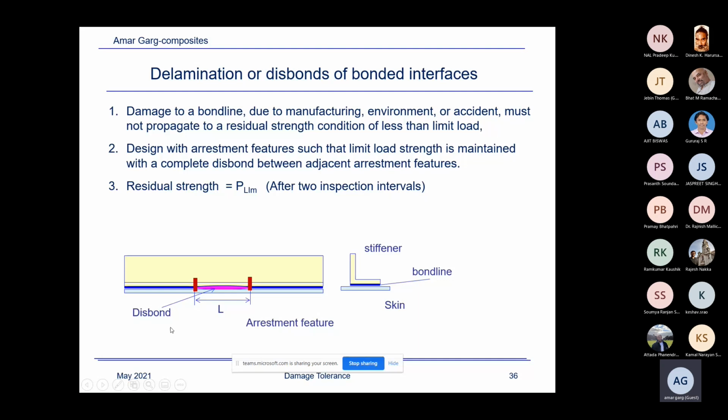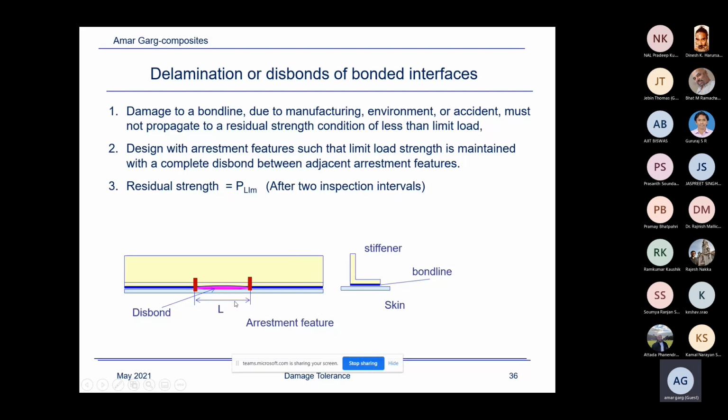That means, suppose the maximum length which you can allow is L, and it should not propagate beyond that, if the residual strength with this bond is limit load carrying capability. You cannot allow it to propagate further. So design with arrestment features such that limit load strength is maintained with a complete disbond between adjacent arrestment features, residual strength P limit, after 2 inspection intervals. So this is the requirement.